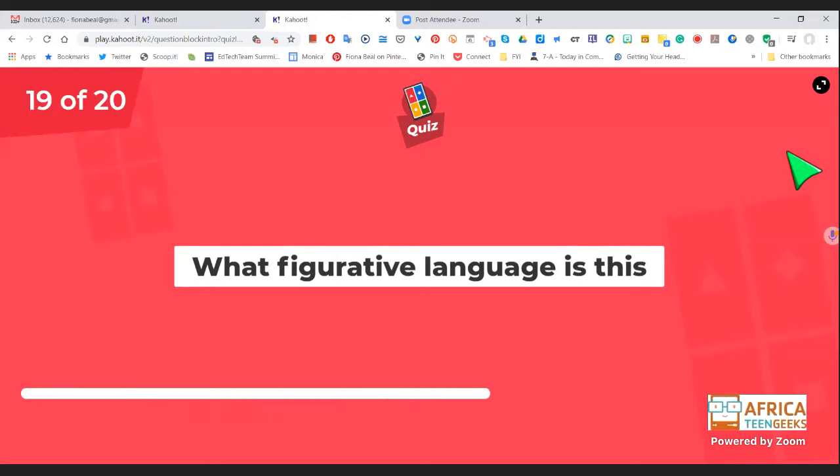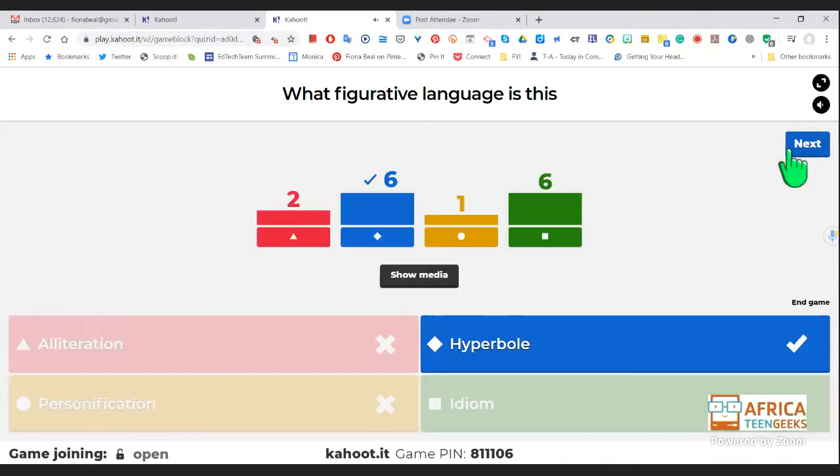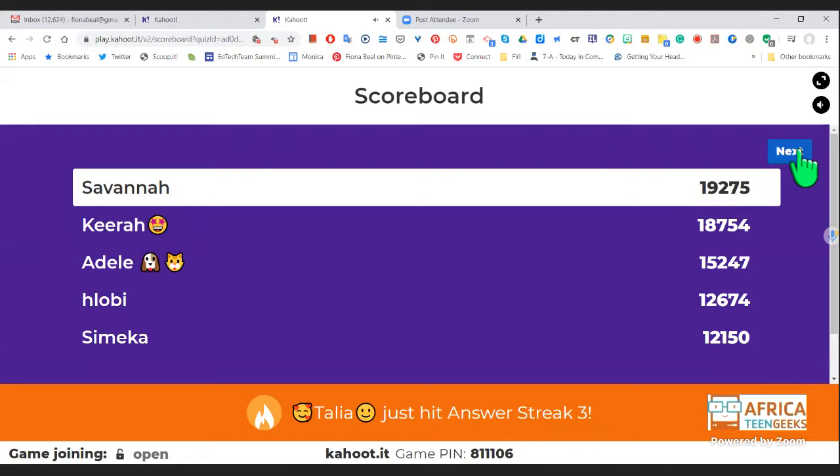This is our second last one now. She cried so long that she made a lake. Right. Did you think it was exaggeration? She made a lake? Yes. That wasn't really a well-known English saying, although I suppose if English isn't your first language, you wouldn't know that. So I can see how people can get confused with the idiom, but it was an exaggeration. Okay, we get to the last one now. So we've got Savannah, Kira, Adele in the lead. Let's see what happens next.